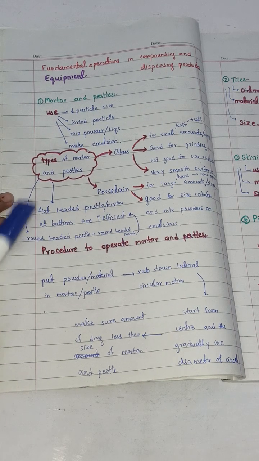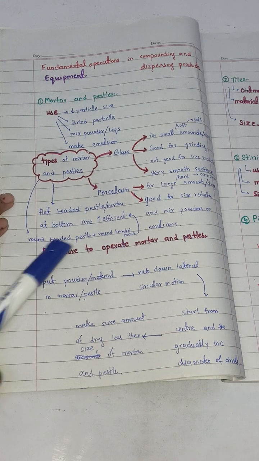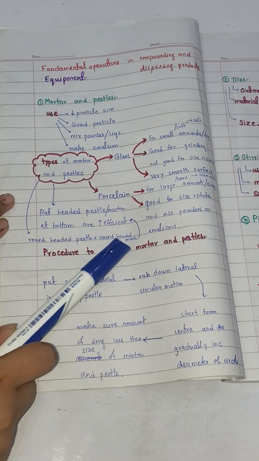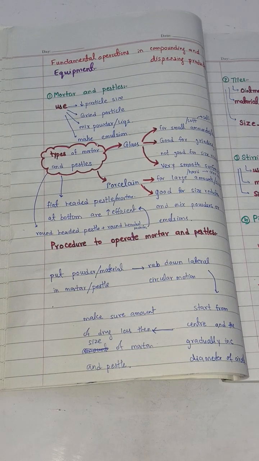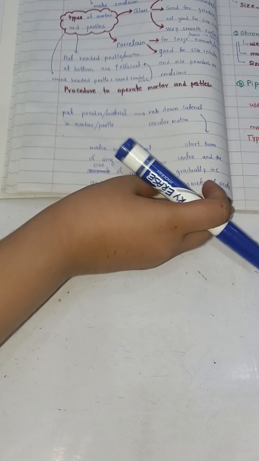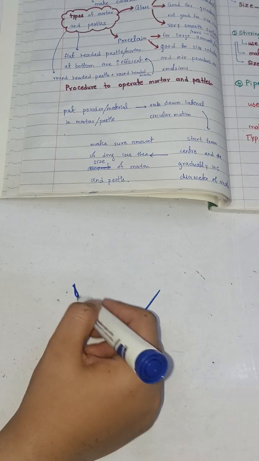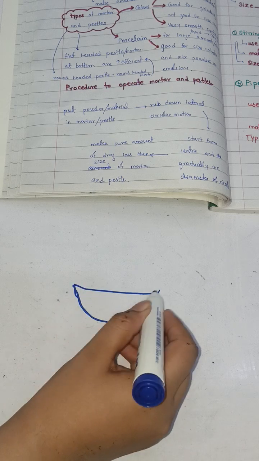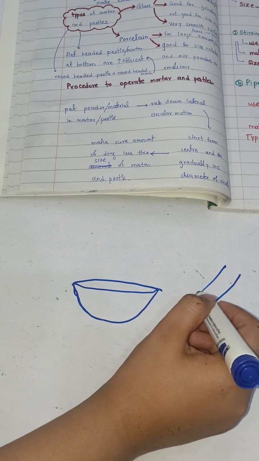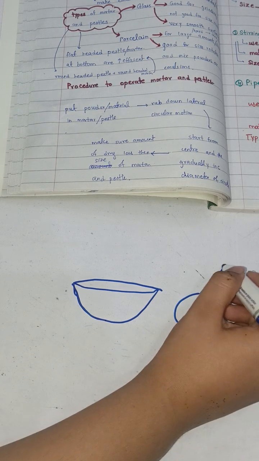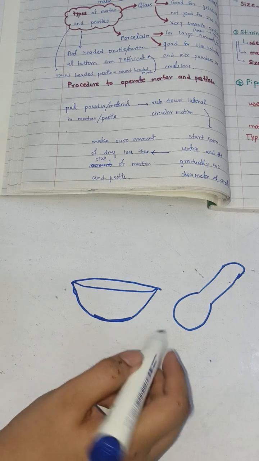So flat-headed pestle and mortar, which are flat at the bottom, are most effective, while the round-headed pestle needs a round-headed mortar. So flat-headed pestles, which are flat at the bottom, are more beneficial. Like your pestle and mortar, I am drawing their diagram. So this bowl-like shape is the mortar, and your pestle will be shaped like this, with a round shape at that side. So this is round and your mortar shape is round at the bottom, okay.